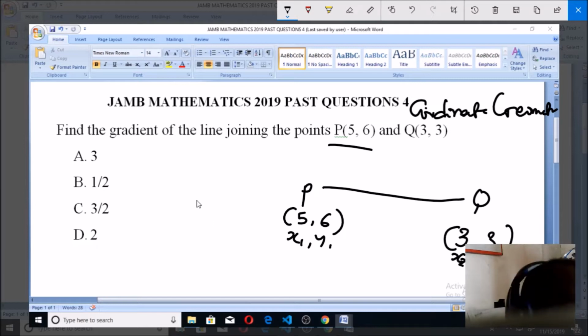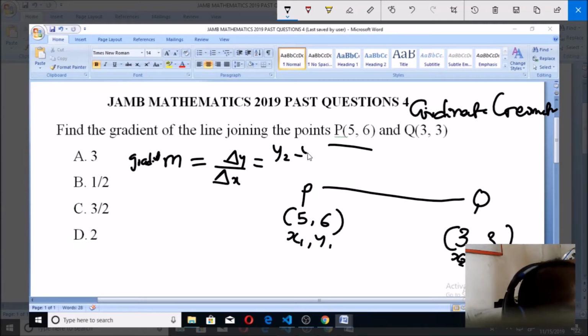So how do you go about solving this? We all know that gradient is represented as m. If you represent your gradient as m, it is simply equal to change in y all over change in x. Very simple. So you can simply say y2 minus y1, all over x2 minus x1.